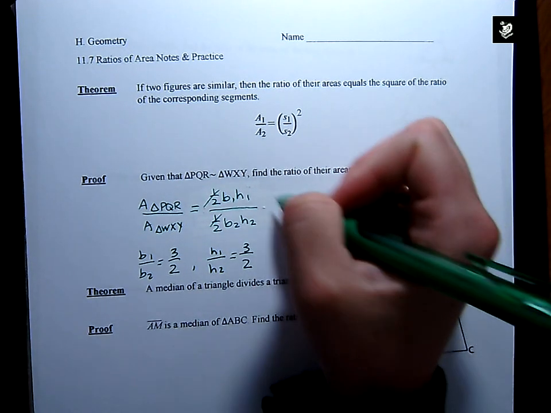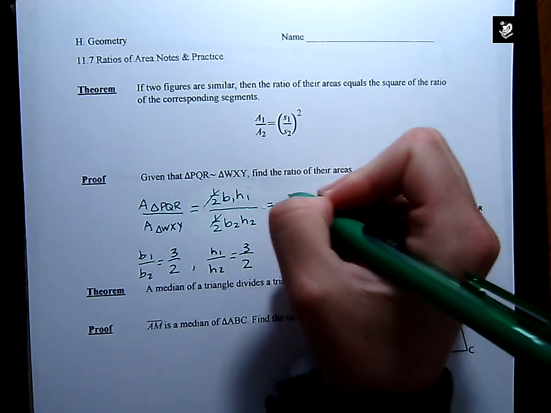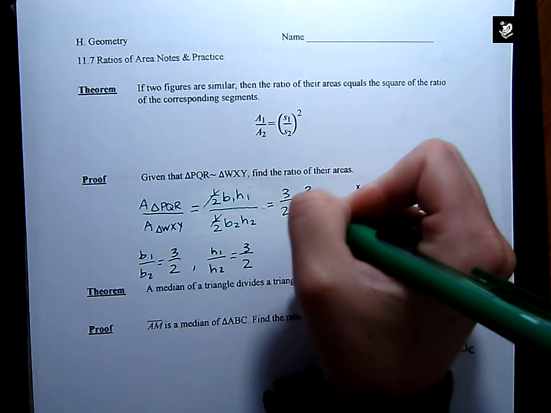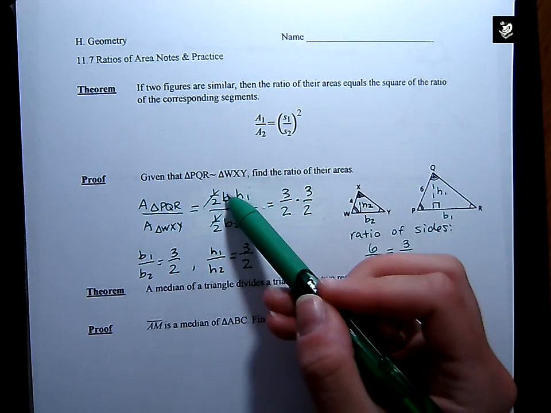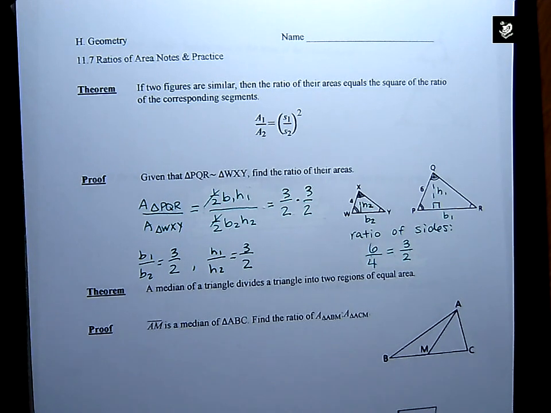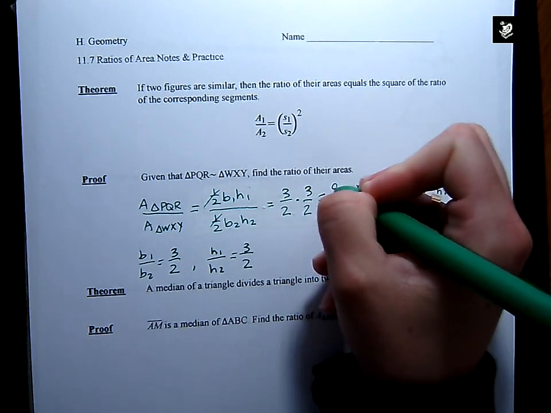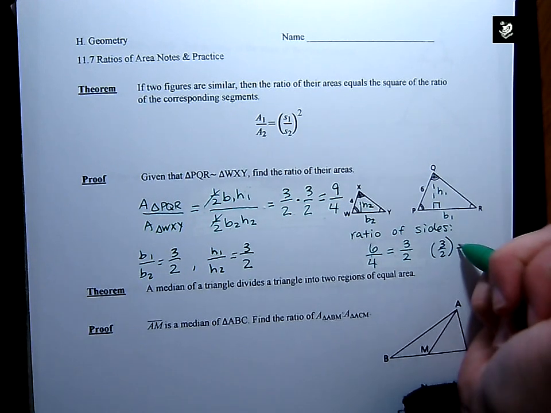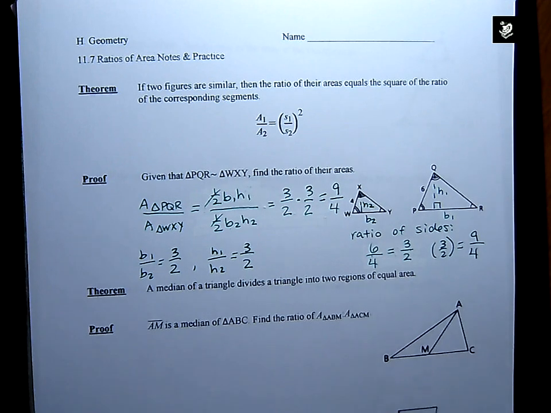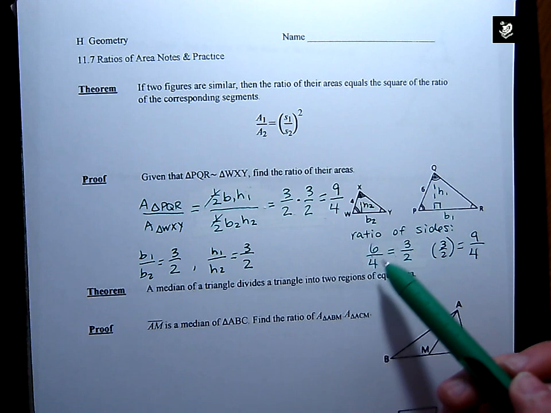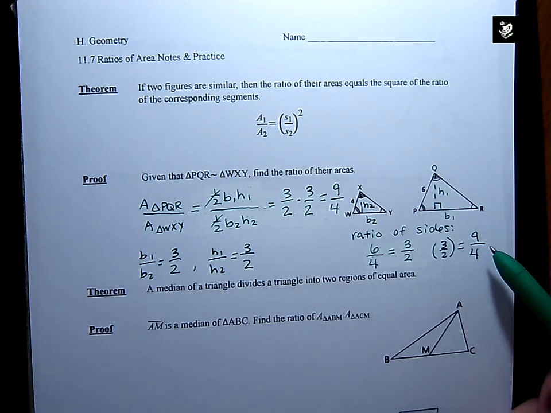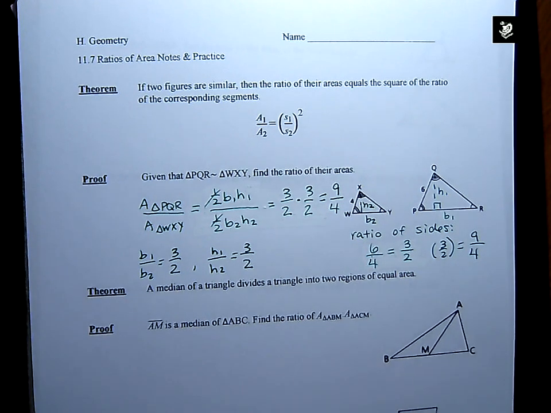So what ends up happening here is we've got 3/2 times 3/2, because I'm just substituting 3/2 in for my two fractions. And what does that equal? That equals 9/4. And we said if we take this 3/2 and square it, it should equal the ratio of our areas. And again, we get 9/4 because we're doubling it. So this is proof to show that for similar figures, if we square the side lengths, then we should be able to find the ratio of their areas.